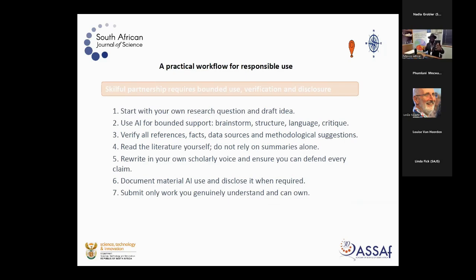So AI is actually a partnership; it is the research partner or research assistant that you want. In order to have a good partnership, it must have bounded use. You should start with your own research question and draft the idea, and the use of AI must also be bounded. So brainstorm structure, language, critiques, and so on. Verify all the references, as I said earlier. Make sure that you rewrite in your own scholarly voice.